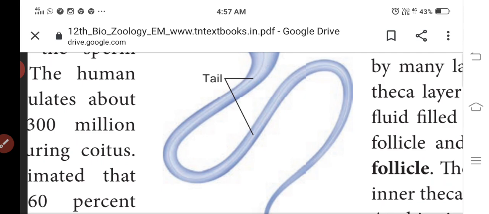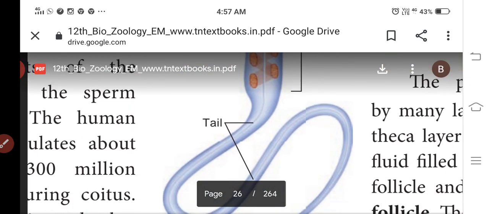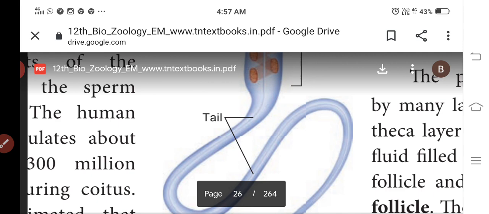Next is the tail. The tail is the longest part of the sperm. The central core is called the axolemma or axoneme. What is the use of the tail at the time of fertilization? The sperms are moved forward. The male ejaculates about 200 to 300 million sperms during physical contact. 60 percent of sperms must be normal in shape, and the remaining 40 percent is for vigorous motility.